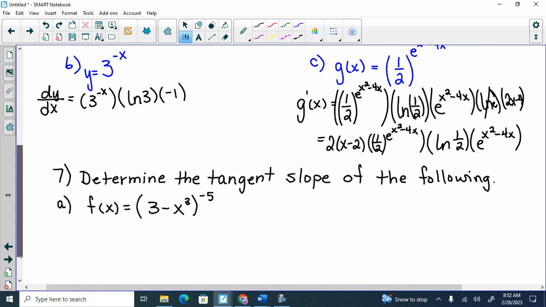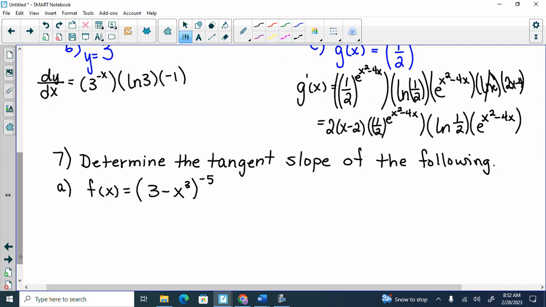Now sometimes you could have a chain rule within a chain rule, right? But you would just work your way from outside to in, kind of like we did when we would convert logs to exponentials. If we had like 3 logs, you convert to an exponential, convert to an exponential, convert to an exponential. So it's always outside in.